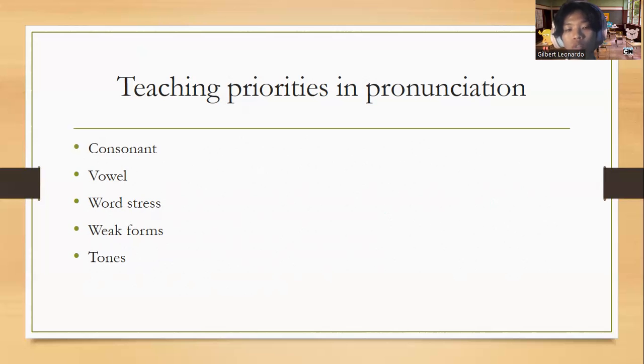And there are also weak forms. Now, weak forms are basically sounds that you don't have to pronounce, such as the D in friend. You don't have to say the D, all you have to say is fren. So that is weak forms.